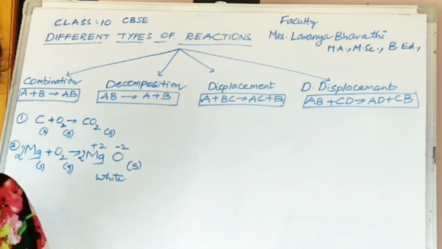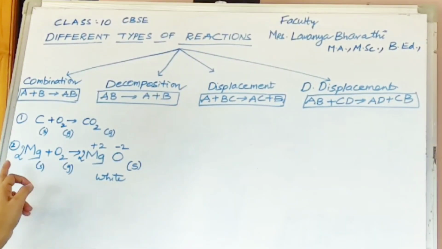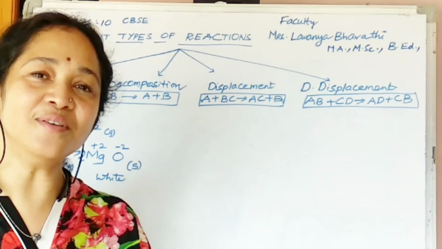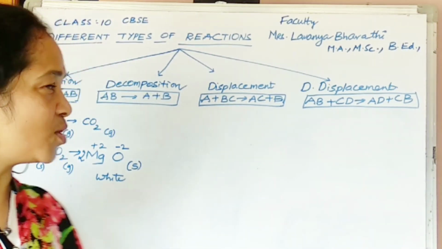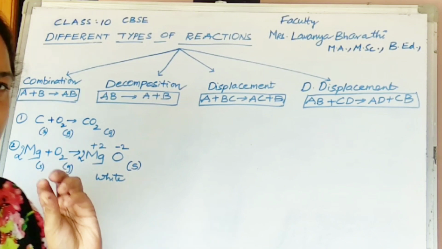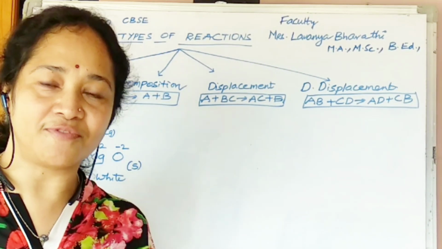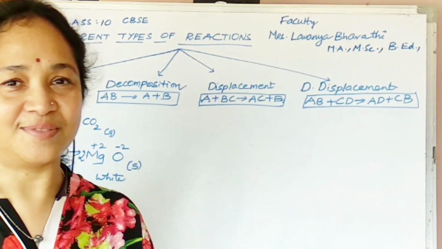Carbon plus oxygen gives rise to carbon dioxide. Magnesium plus oxygen gives rise to magnesium oxide. So here, in both the cases, two simple molecules combine together to form a macromolecule, right?